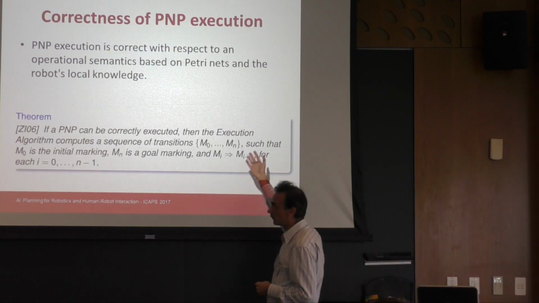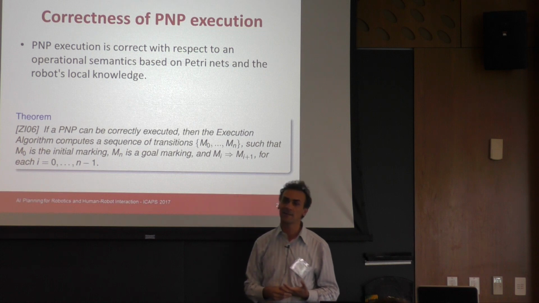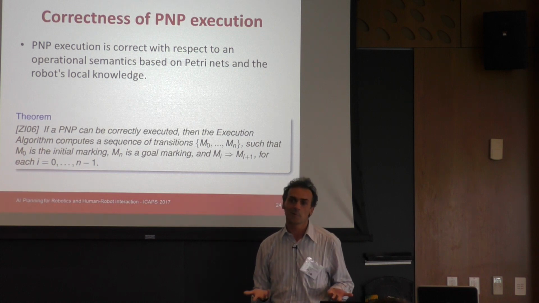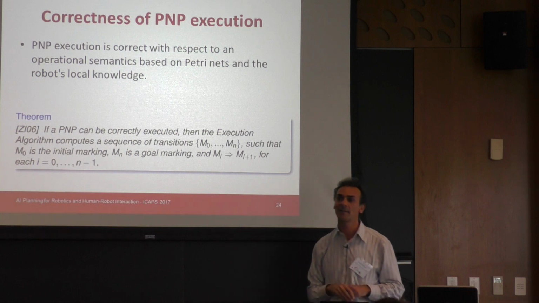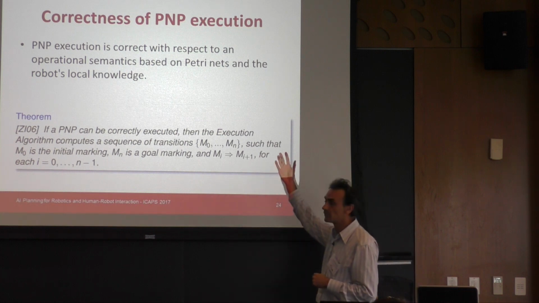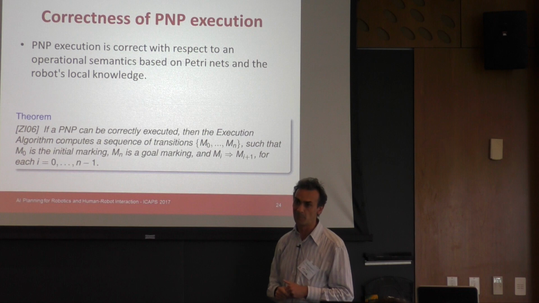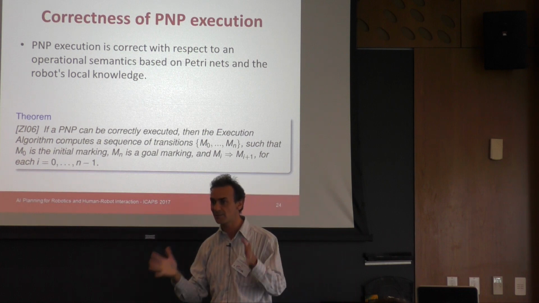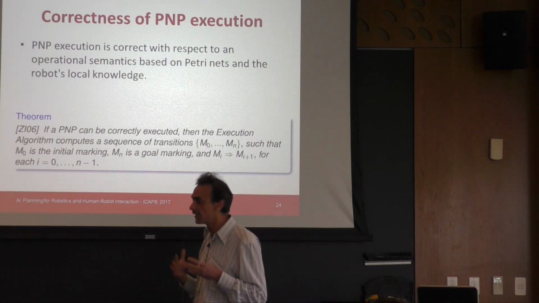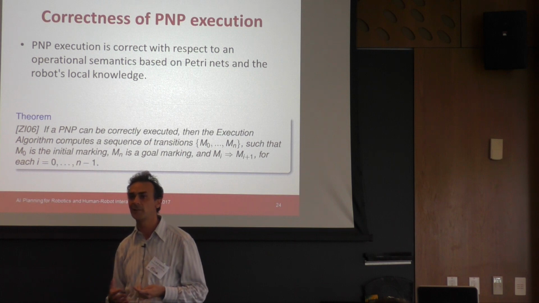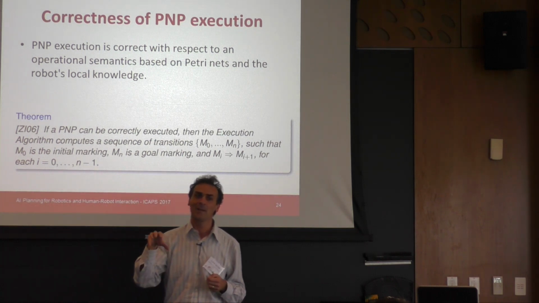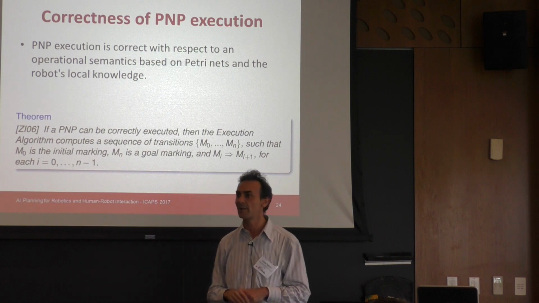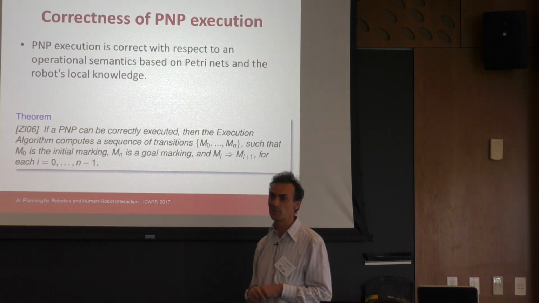And what we can also prove is that this execution algorithm is correct with respect to the operational semantics of the Petri nets and to the robot's local knowledge. So this means that when you execute the PNP, the execution on the robot is correct with respect to what you write in the PNP and what is the current information of the robot in the knowledge base.